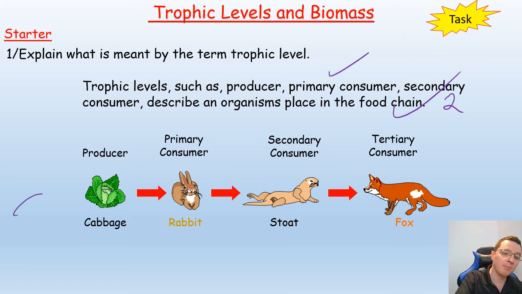And we've got an example of a food chain here below, where the producer is the cabbage, primary consumer is the rabbit, the secondary consumer is the stoat, and the tertiary consumer is the fox.